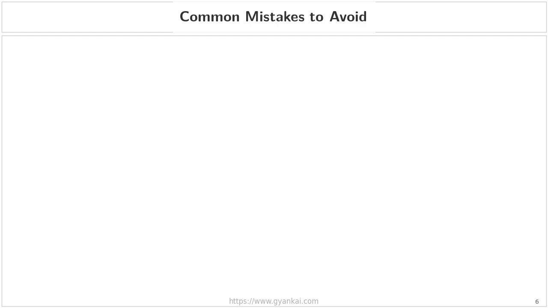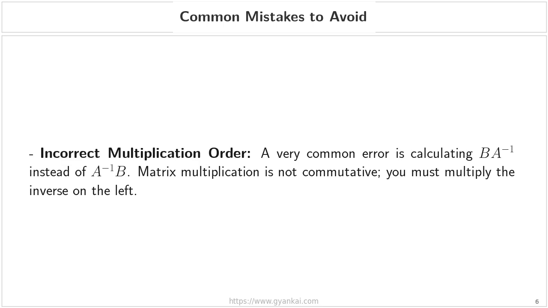Now, before we wrap up our lesson and look at the final summary, I want to pause and discuss some common pitfalls. Even if you understand the theory, it is very easy to make small computational errors that can derail your entire solution. First, let's talk about the multiplication order. This is a very frequent mistake.